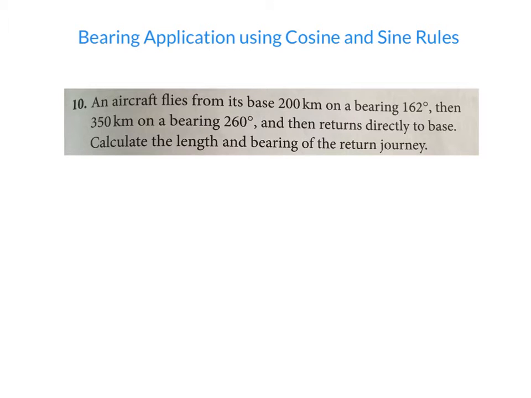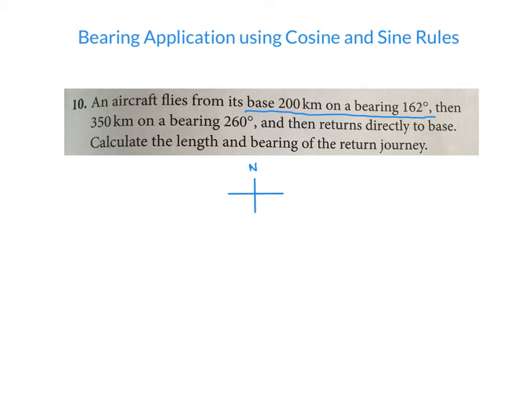This video will go through a bearing application problem that requires the use of the cosine and sine rules. First, it's important to draw a somewhat accurate large diagram based on the given information. So let's start with the fact that an aircraft starts at its base, goes 200 kilometers on a bearing of 162 degrees. So I'm going to draw that first.